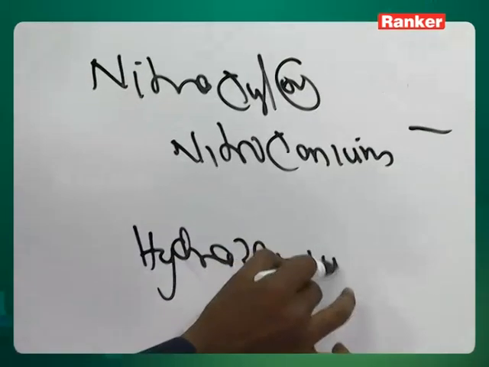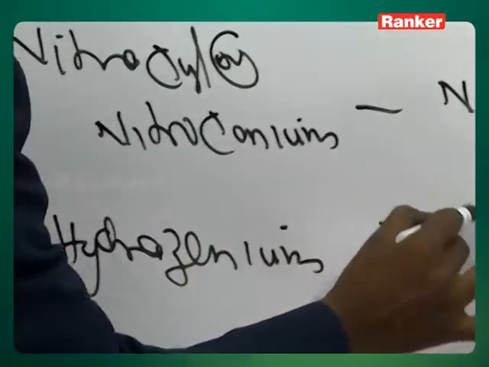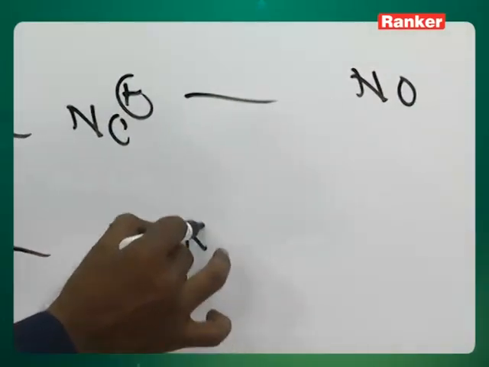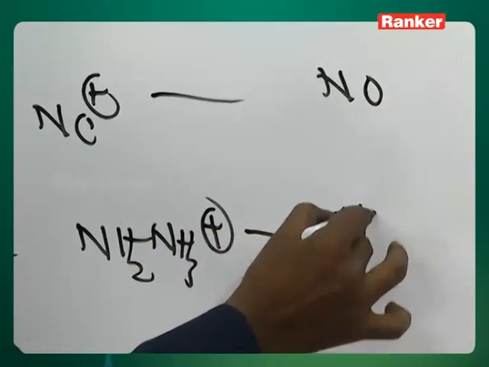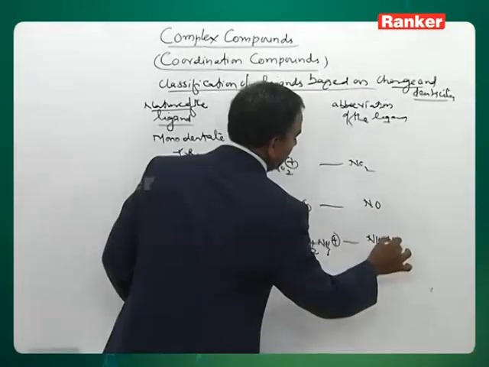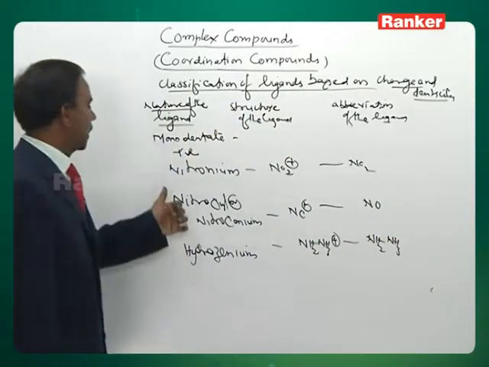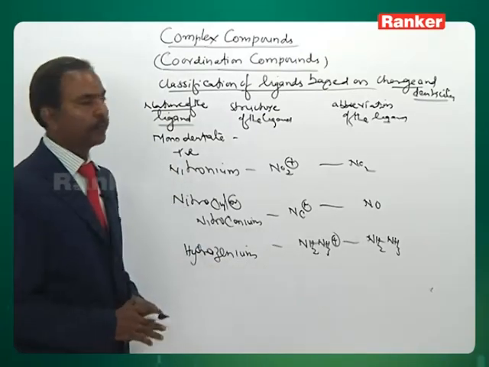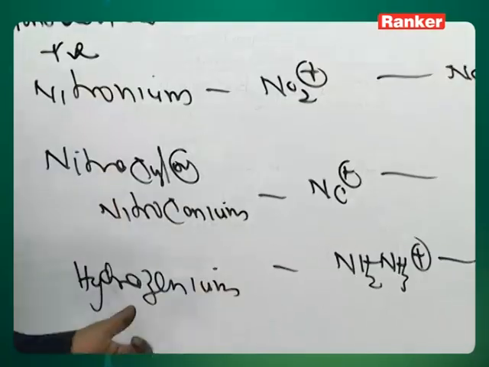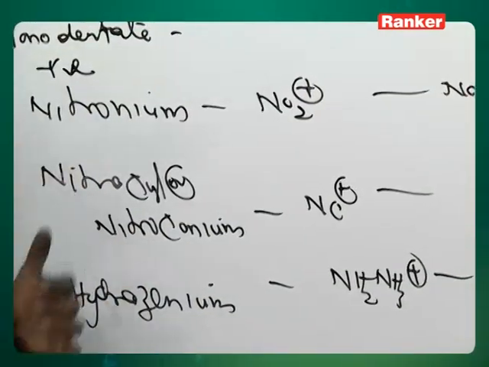Hydrazinium, this is NH2 NH3 plus, represented as NH2 NH3. So these are the monodentate positive ligands. Some are monodentate negative ligands, and a few are monodentate neutral ligands. These are monodentate positive.